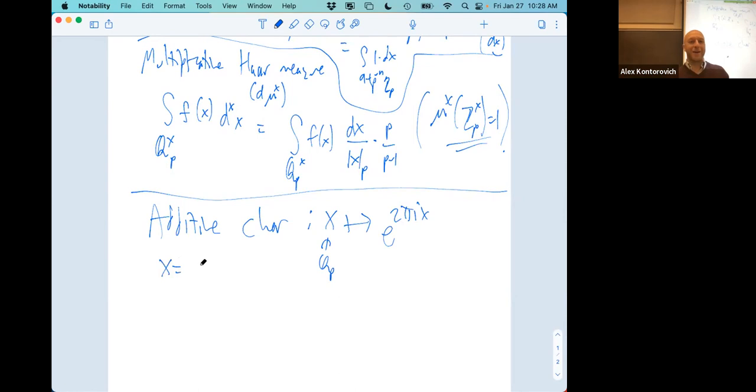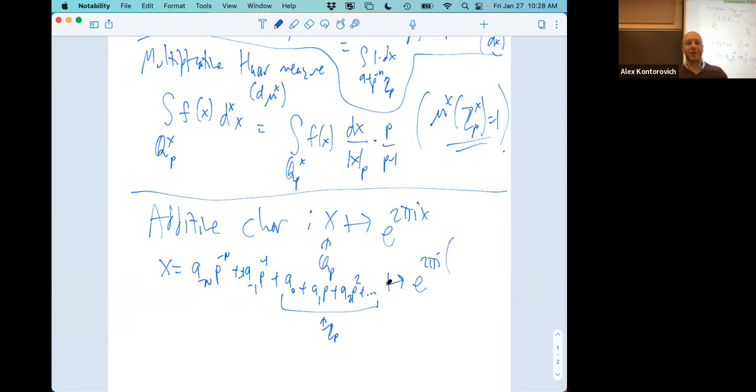Maybe you could define the map that way, yes, but I find it less insightful. We don't want that. It's a0 plus a1 p plus a2 p squared, and so on. So there's this infinite limit that makes this not an integer, but this is all in Z_p. And this gets mapped to e to the 2 pi i, just this first part, the principal part if you want to call it that, p to the minus n plus a_{-1} p to the minus 1.